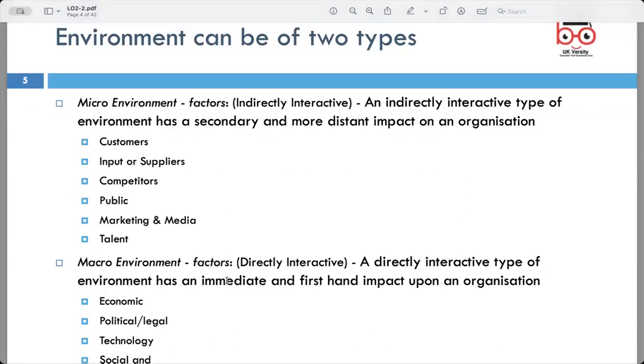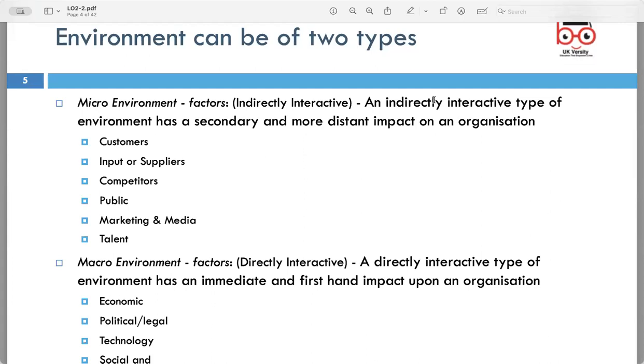So environment can be of two types, microenvironment and macro environment. The microenvironment consists of factors and environment that is indirectly interactive and has a secondary and remote impact on an organization. So this form of environment is referred to as indirect impact.